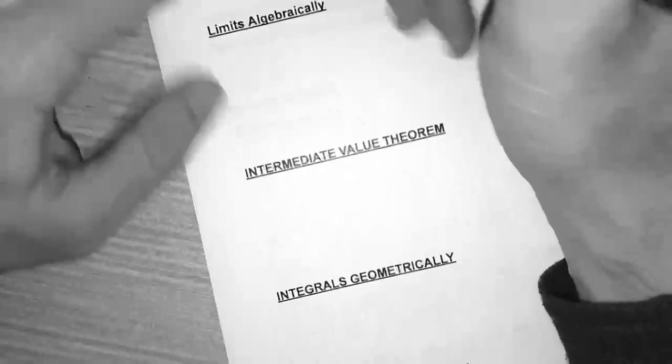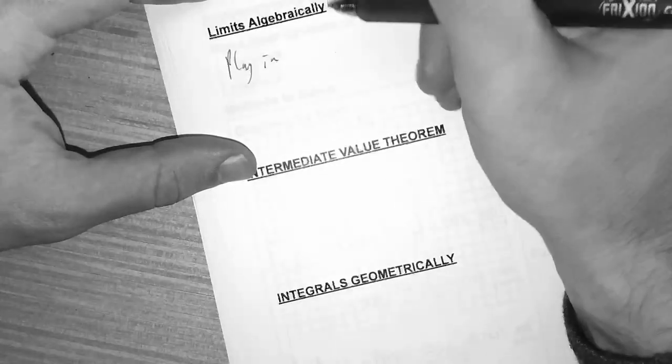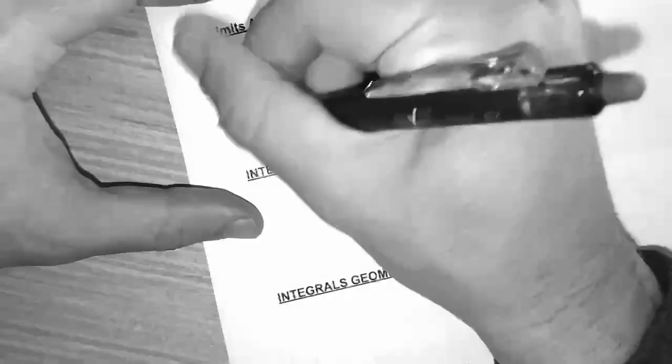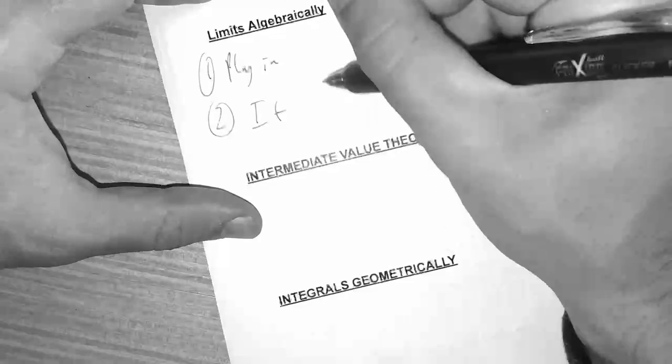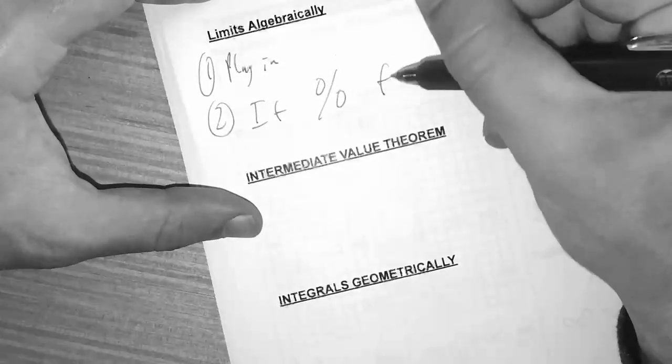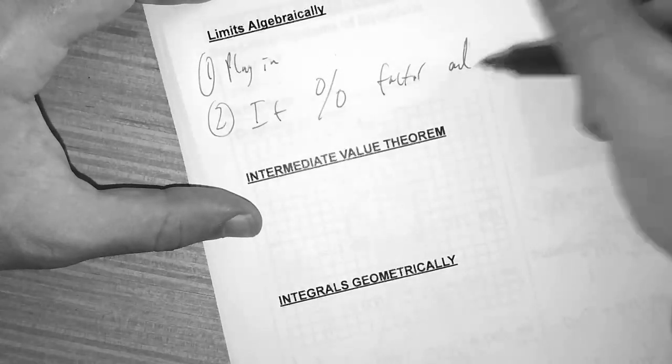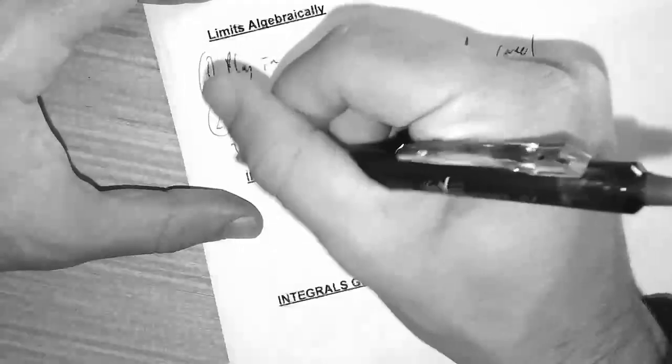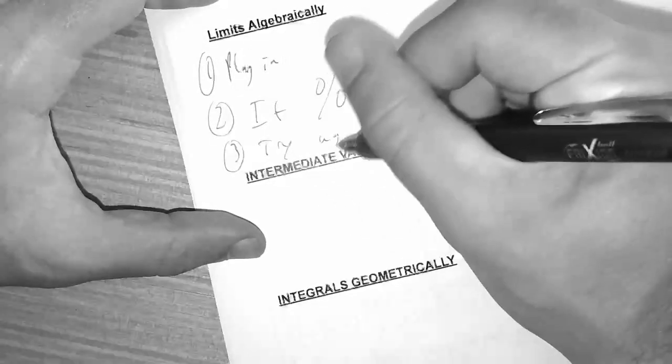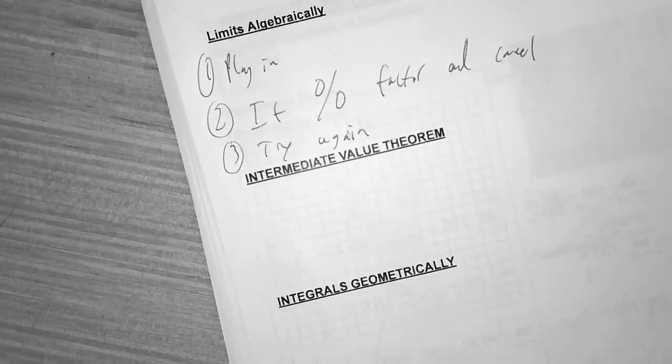Limits algebraically, this is where you just plug in, right? That's direct substitution. If you get 0 over 0, factor and cancel, and then try again. Intermediate value theorem.